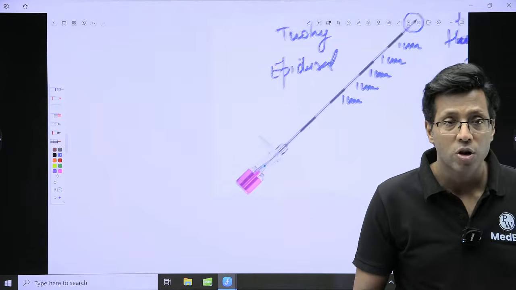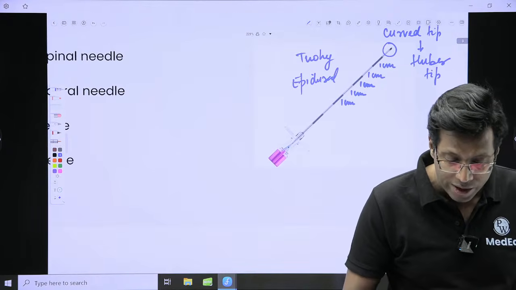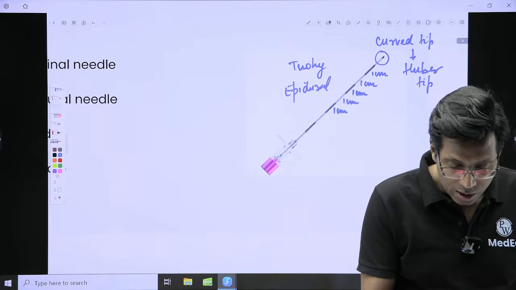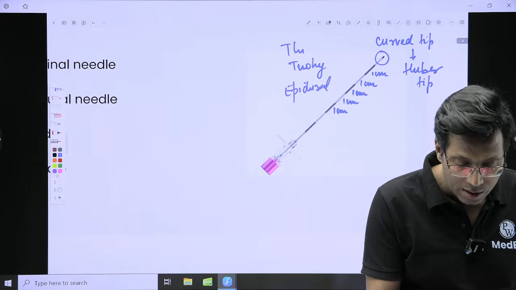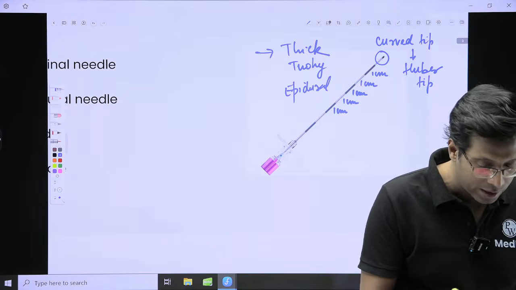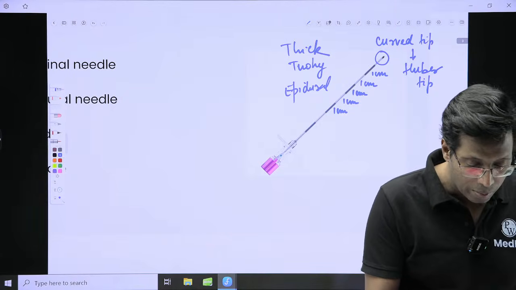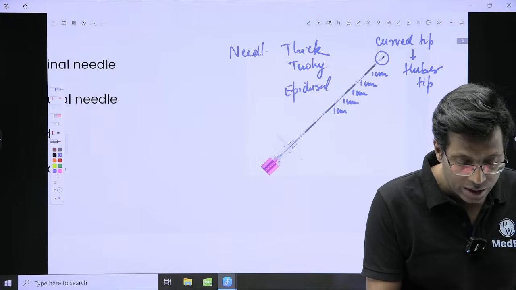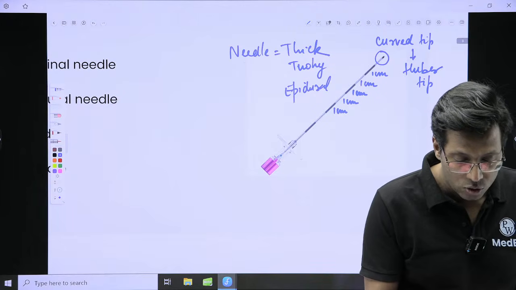Now, when you speak of spinal needle, comparatively you will find this needle is much thicker. T for Tuohy, and this is a thick needle. Why is it a thick needle? Because from here you are going to pass a catheter inside. So comparatively you will find that the needle is thick. It is called the Tuohy needle.